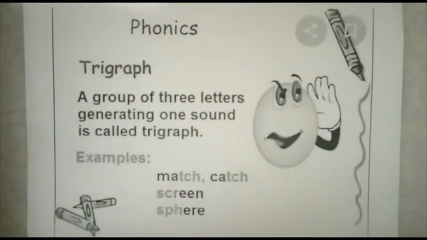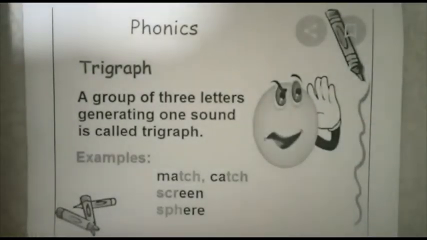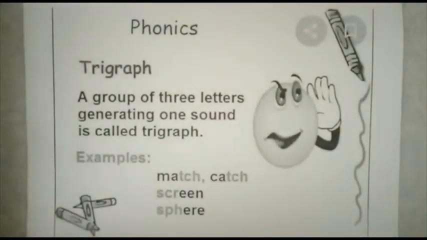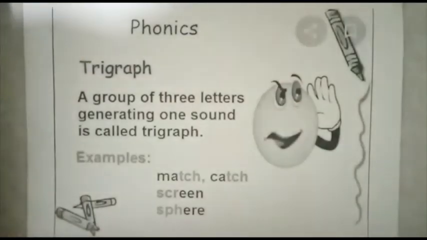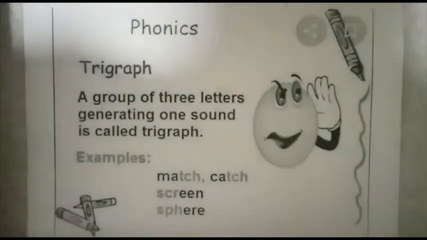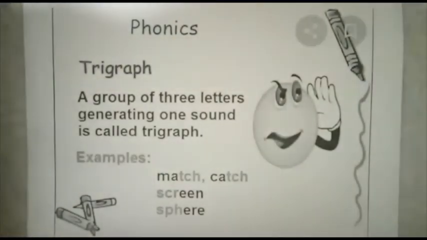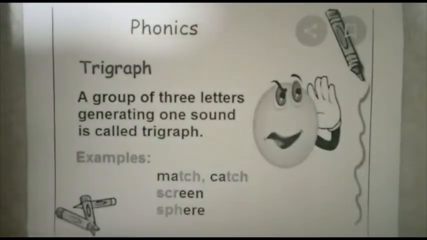As its name shows, tri means three. A group of three letters generating one sound is called a trigraph. For example, TCH. It comes at the end of the word and makes the sound ch. Match. Look here. Catch. After that, when the three letters EEN come together, they make the sound een. Screen.